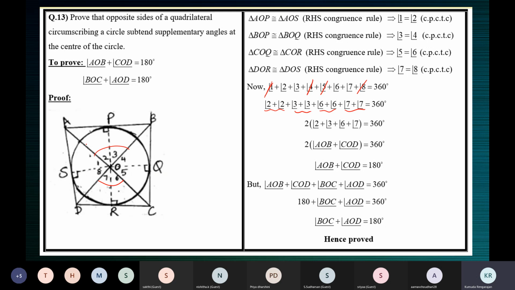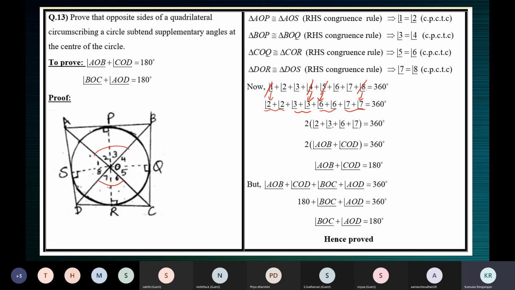So instead of 1, you can say 2, because 1 is equal to 2. Instead of 4, you can say 3, because 3 is equal to 4, CPCTC. So instead of 4, you say 3, because you want 3, you don't want 4. Instead of 5, 5 is equal to 6, so instead of 5, you can say 6. And 7 is equal to 8, CPCTC earlier. So instead of 8, you can say 7.